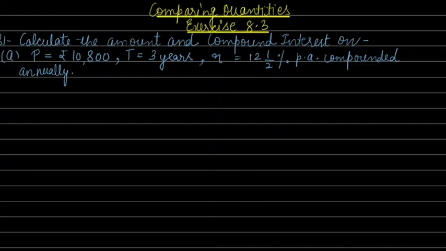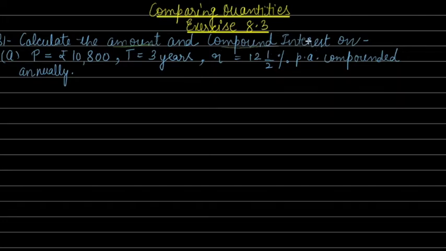In today's session, I will be explaining exercise 8.3 of comparing quantities. So let's begin with question number 1. In this exercise, if you are completely clear with question number 1, as we will learn how to calculate the compound interest annually, half yearly, the entire exercise will be very easy for you. So let's see, in the first question you have to calculate the amount and the compound interest.